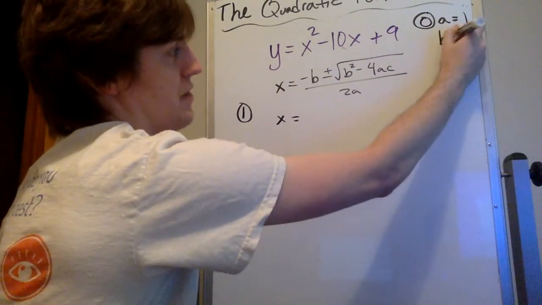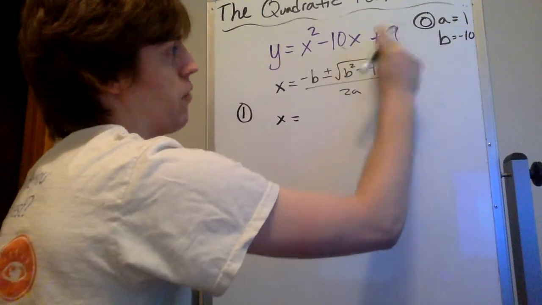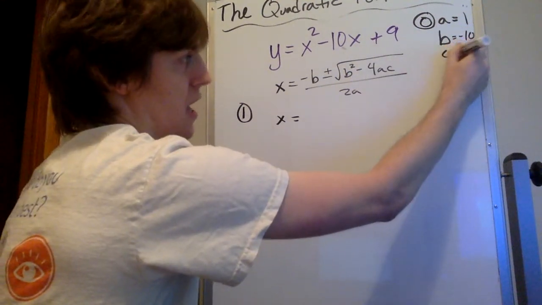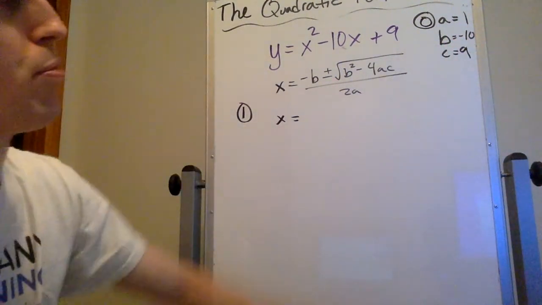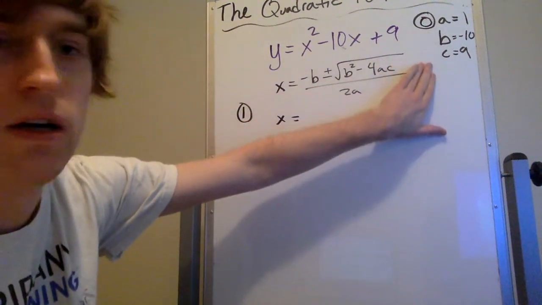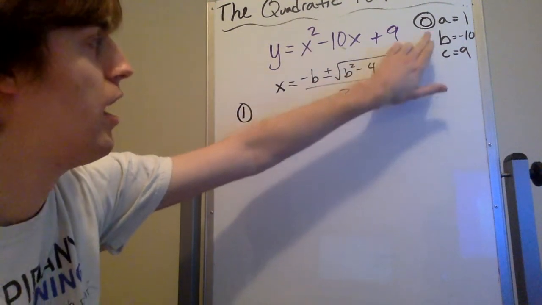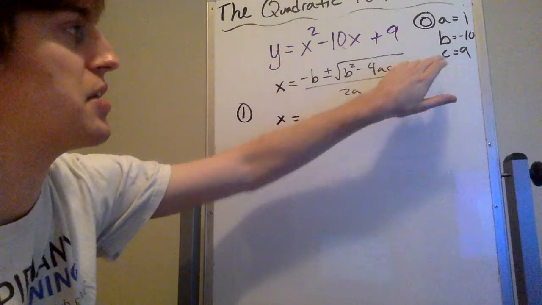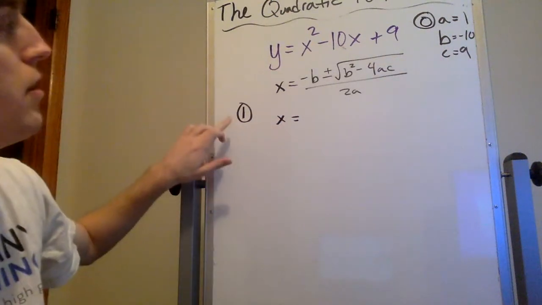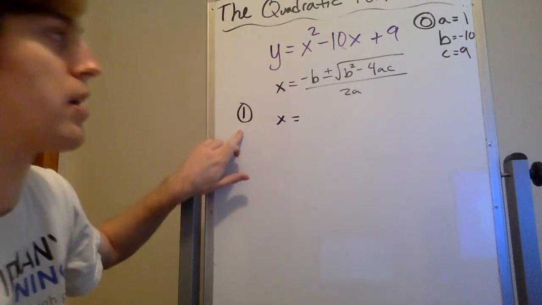B is negative 10. And what is C? C is 9. Okay, so this is like the pre-step. We're not actually doing any formula plugging in yet, but it is important to know what A, B, and C are. So then step 1 is plug them in.